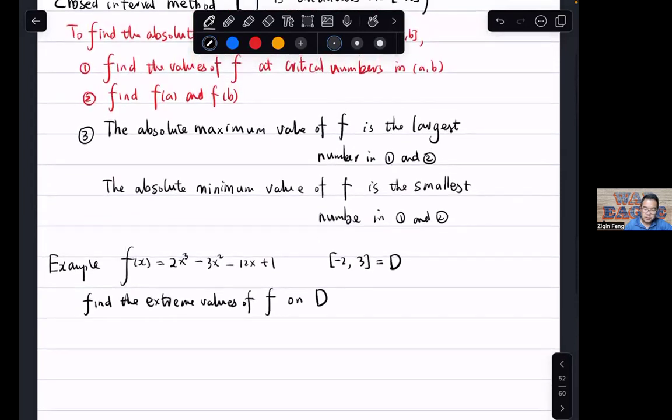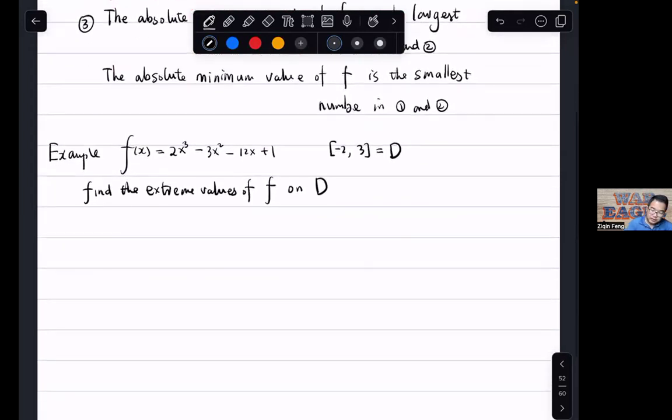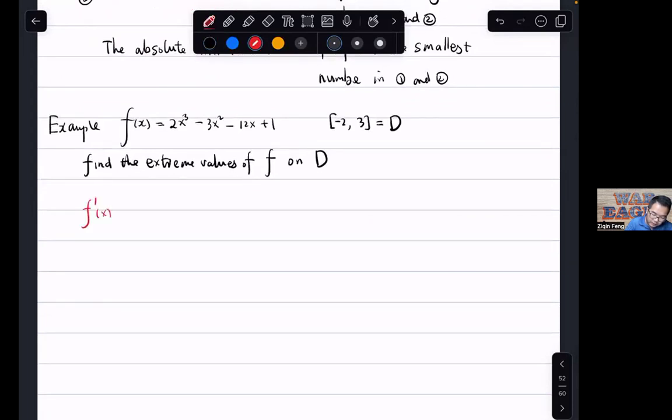Step 1: look for the critical numbers in [a, b] and find their values. Critical numbers are the numbers that make the derivative either 0 or not exist. So let's get the derivative. f'(x) is clearly 6x^2 - 6x - 12. We are looking for the numbers which make this not exist or equal to 0. This is a polynomial, so the derivative always exists. Then we are looking for the numbers which make this 0. It is easier to factor this: 6(x^2 - x - 2) = 6(x - 2)(x + 1).